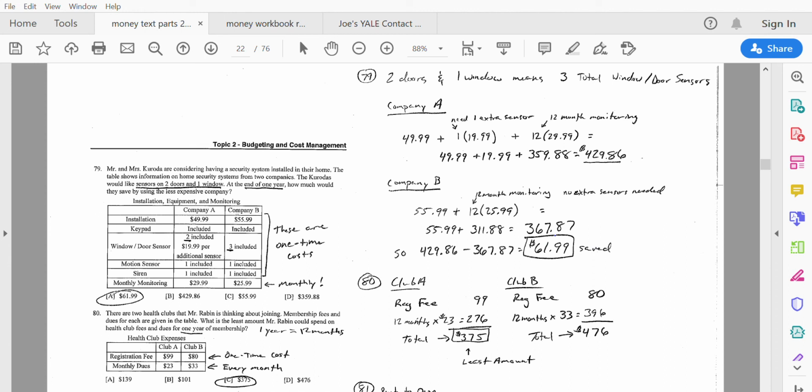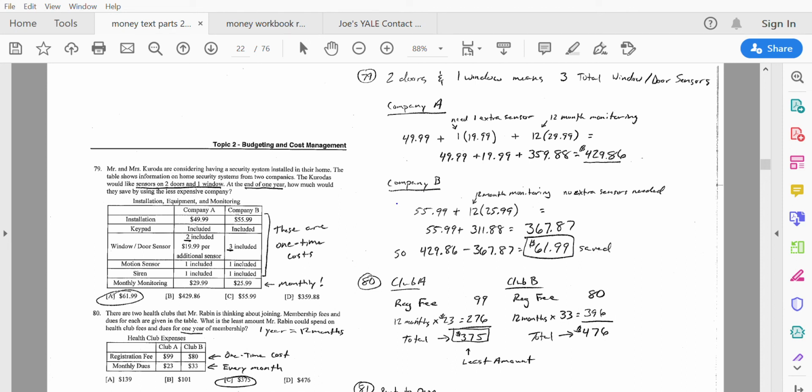The question is, how much would they save? So that's meaning how much less is one than the other. So we take the bigger minus the smaller, subtract them, and we would save $61.99. Okay.